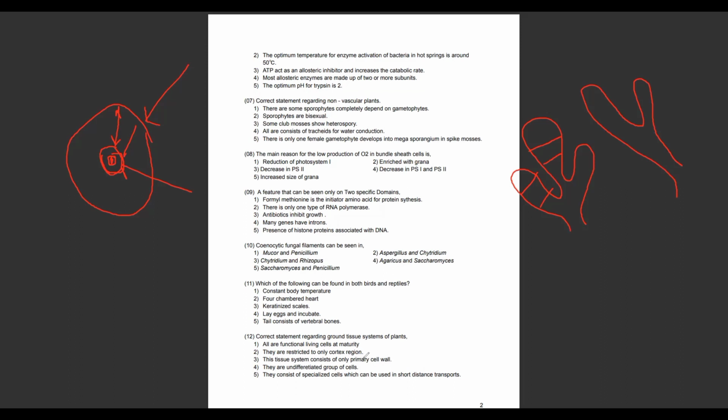No, I told you there are 3 types of ground tissues: parenchyma, collenchyma and sclerenchyma. Now, if we take sclerenchyma, they have secondary cell walls which are thickened by large amount of lignin. Then they are undifferentiated group of cells.